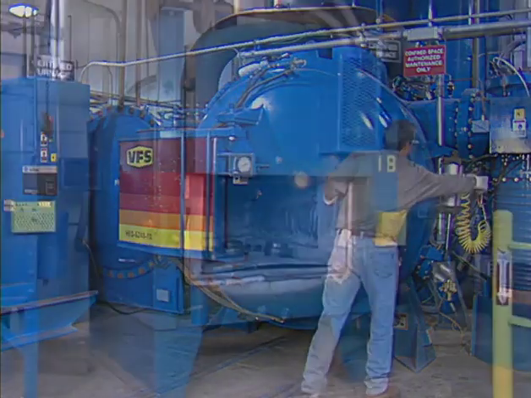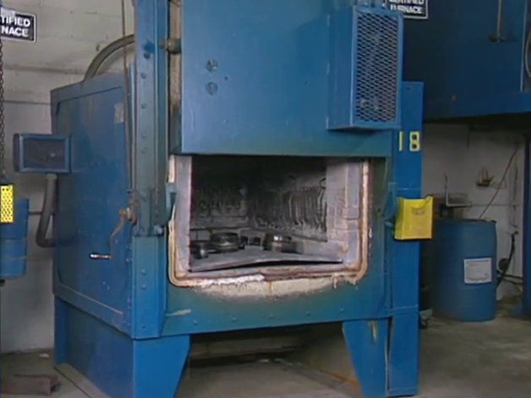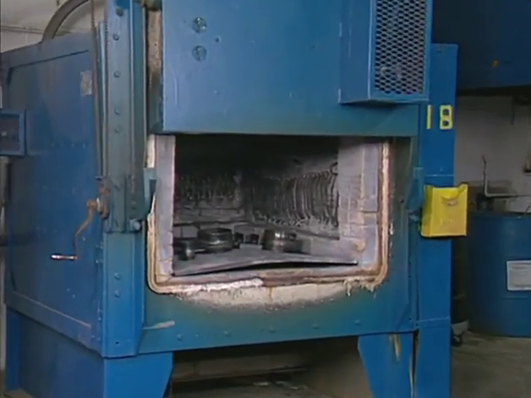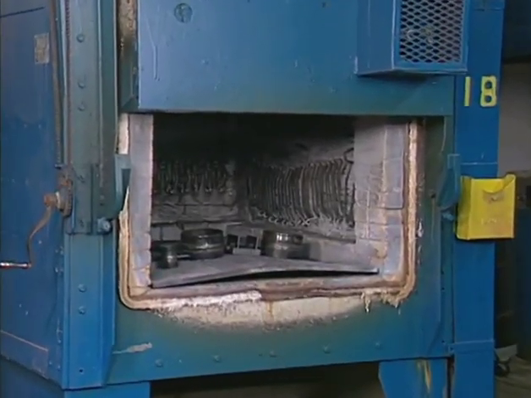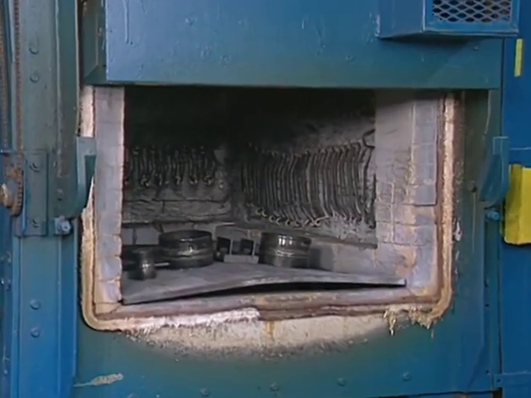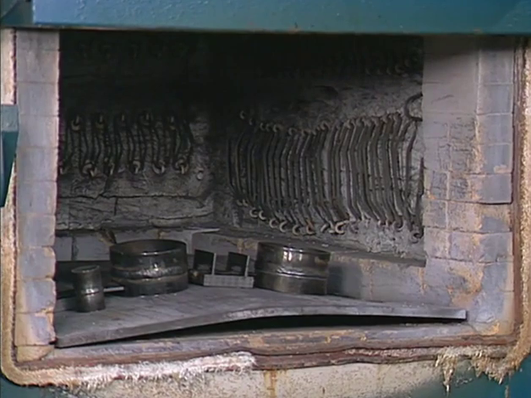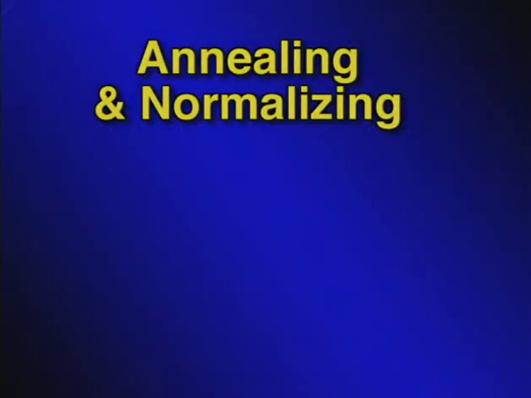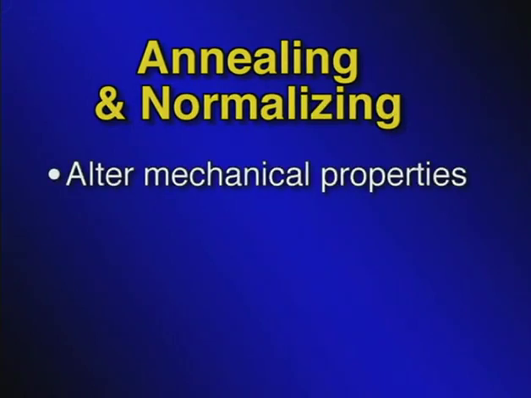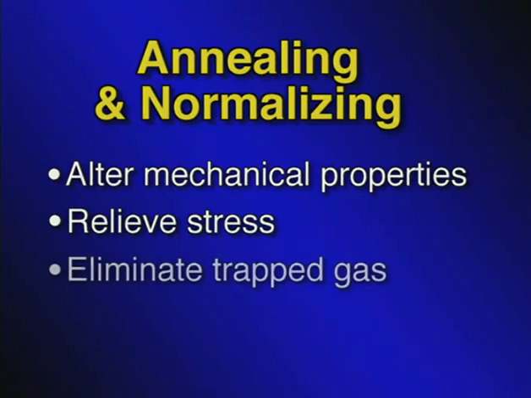Normalizing is similar to annealing, but the weldment is allowed to cool in still air instead of in a closed oven. Since air cooling is faster than oven cooling, normalizing produces a finer grain structure with greater strength and less ductility than annealing. Annealing and normalizing are useful because they allow you to alter the mechanical properties of the metal as well as relieve stress and eliminate gases that may be trapped in the weld.